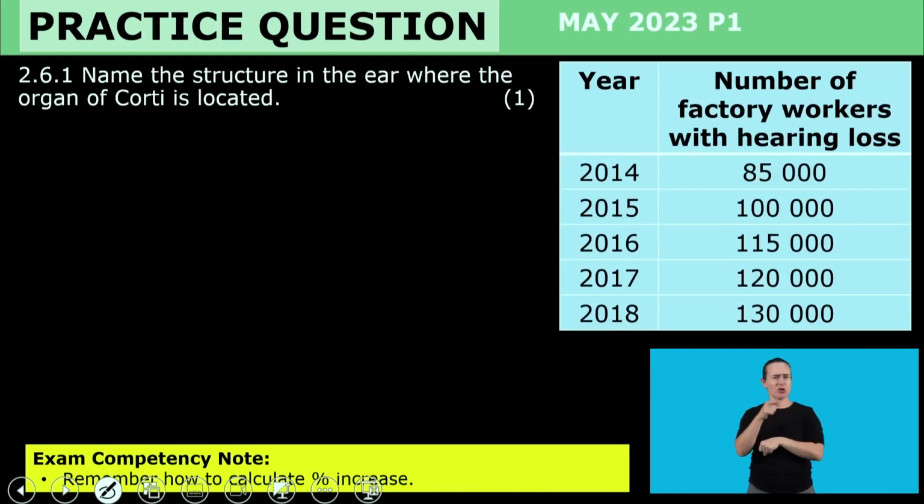261. Name the structure in the ear where the organ of Corti is located. Organ of Corti, these are receptors which are found on the cochlea.